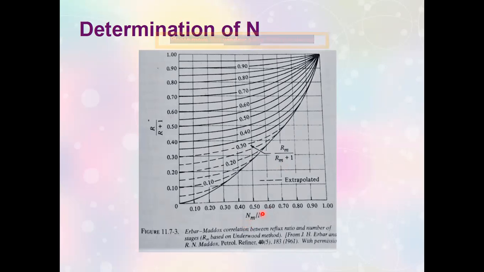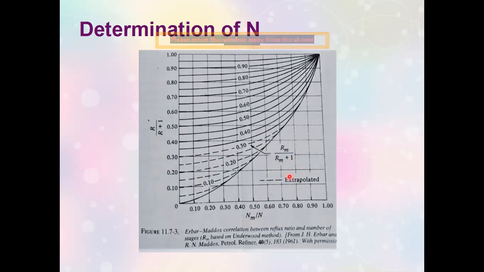So if, for example, you already know the reflux ratio and the minimum reflux ratio, you ought to solve for Rm over Rm plus 1, and you ought also to solve for R over R plus 1, and use these two as values. R over R plus 1 will be for the abscissa, and Rm over Rm plus 1 would be for the curve.